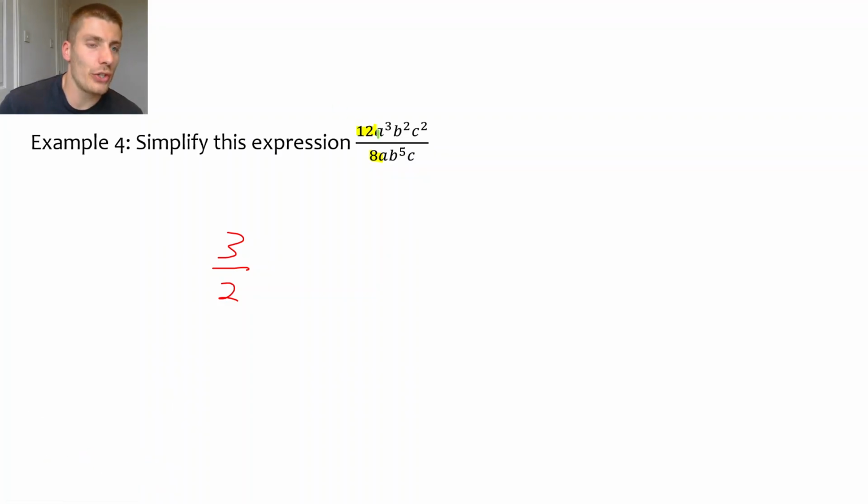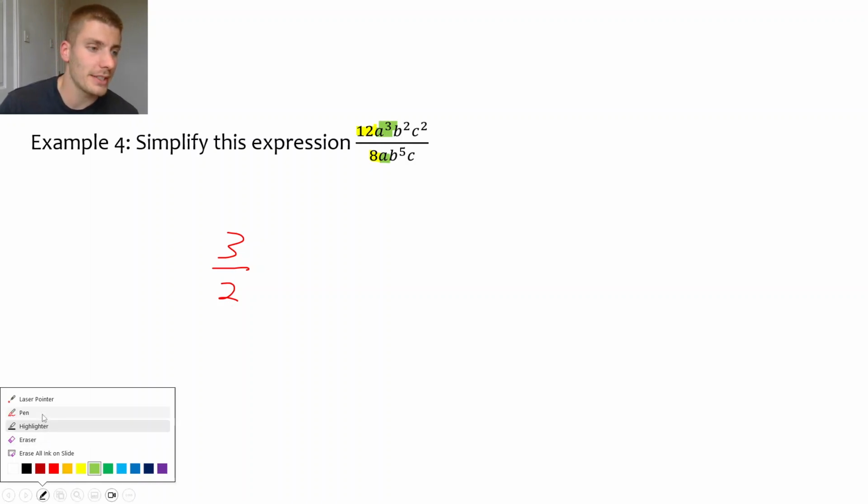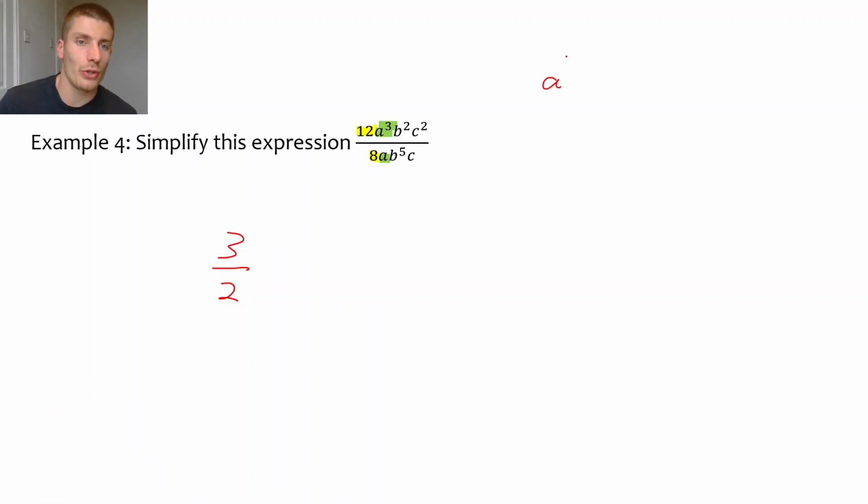We've then got next up our a parts, which we'll highlight in a different colour. We've got a cubed, and we're dividing by a to the 1. Now, if you divide indices with the same base, so we're doing a cubed divided by a, or a to the 1, you subtract the powers. So 3 take away 1 gives you a squared. So we've got 3 over 2, a squared.